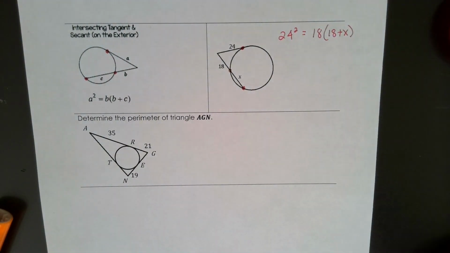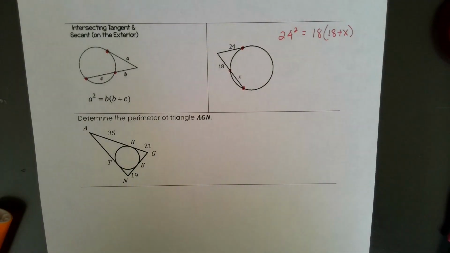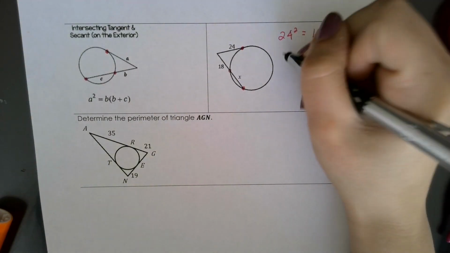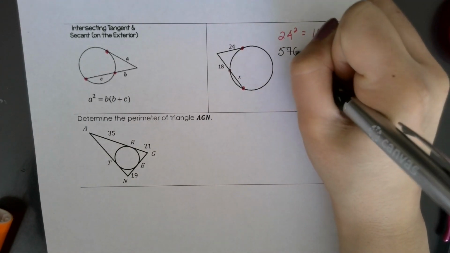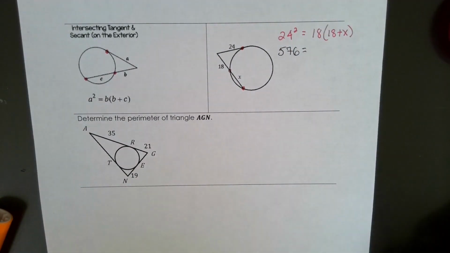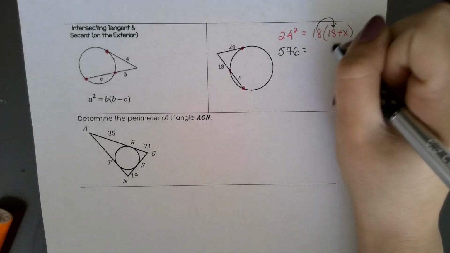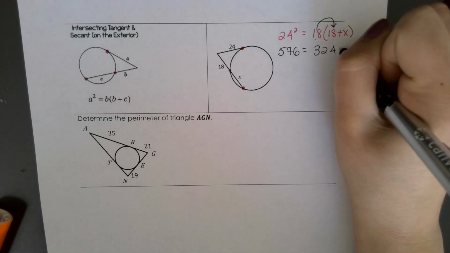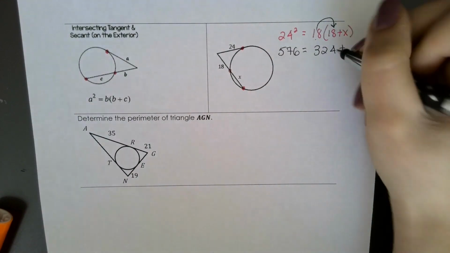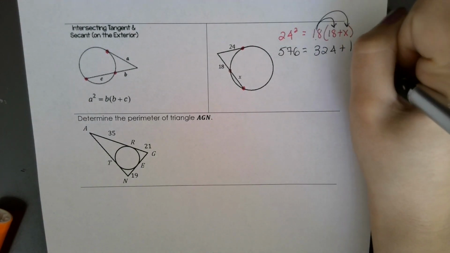And now we're going to go ahead and square it. 24 squared will be 576. And now for this side, we're going to distribute the 18. 18 times 18 will give me 324. Then 18 times x will give me 18x.